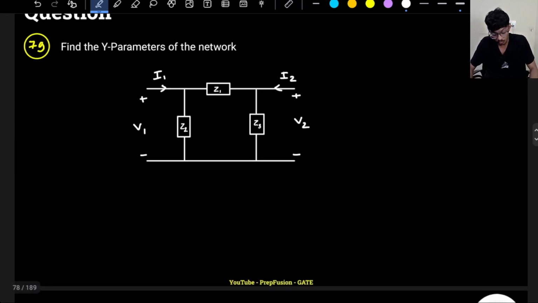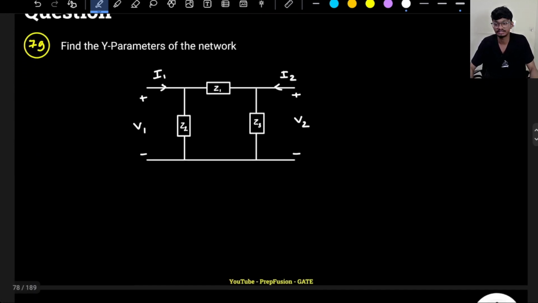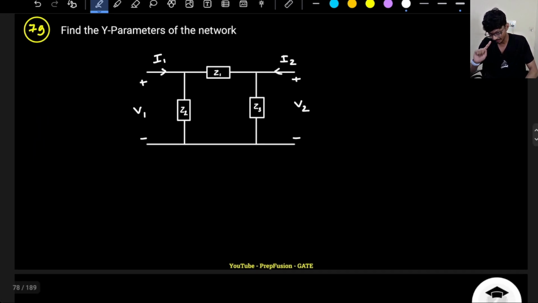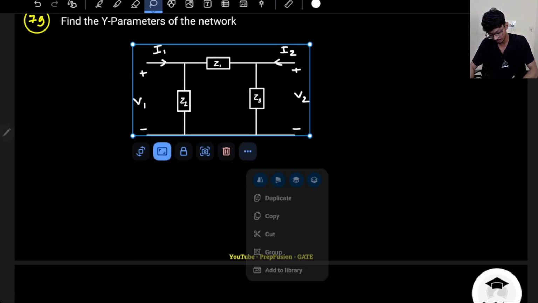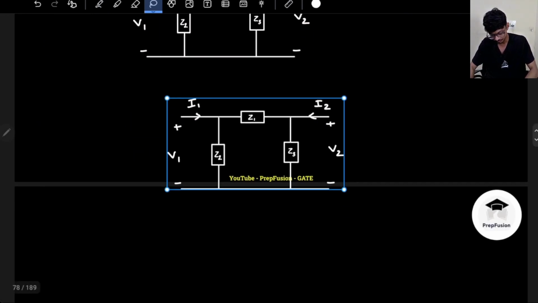Now, we had so much difficulty to find the Z parameter, right? This is where different parameters come in handy, because finding the Z parameters for this network was very difficult, but you will see how easy it is to find the Y parameters. I will explain the reason also. So if I copy this network, we have to find the Y parameter of this pi network.